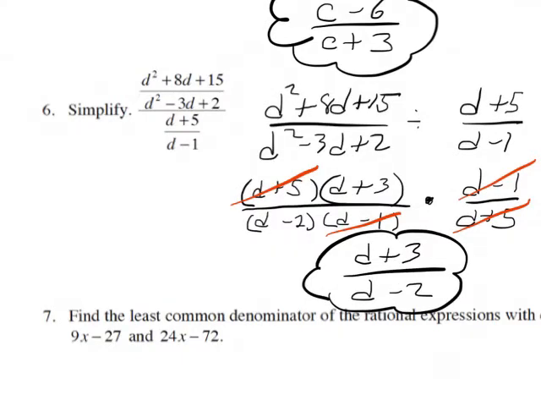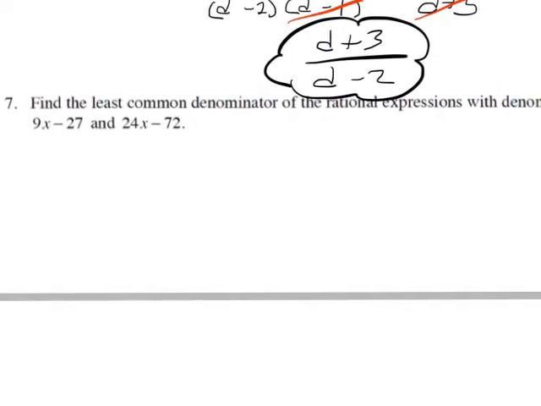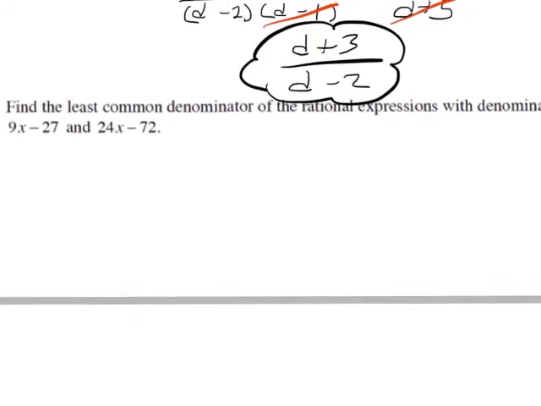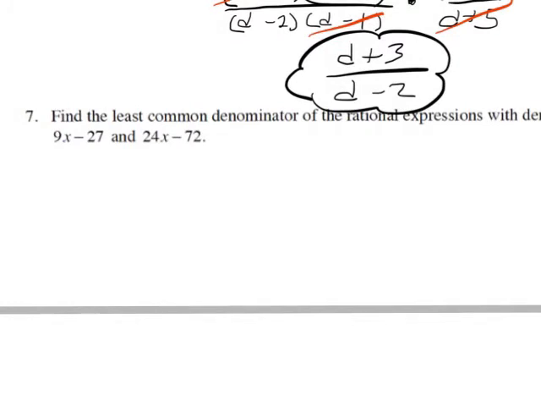Okay, question number 7 is asking us to find the least common denominator. So let's go ahead and find the least common denominator here on this problem. Let me choose a color. How about green? Okay, so let's take 9x minus 27. That factors into what? First ask yourself, does it have a common factor? Yes, it does. 9. Factor out the 9. What do you have left? An x minus 3.